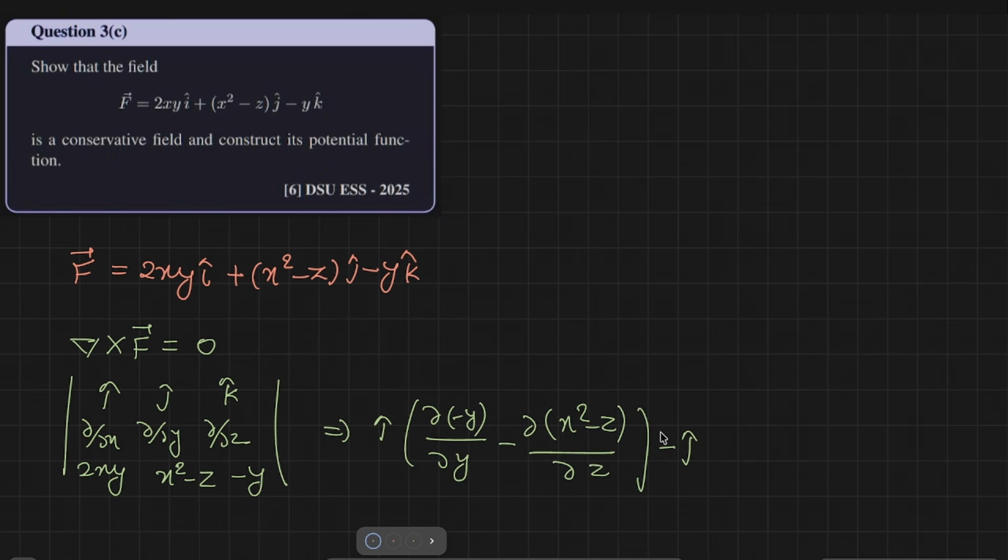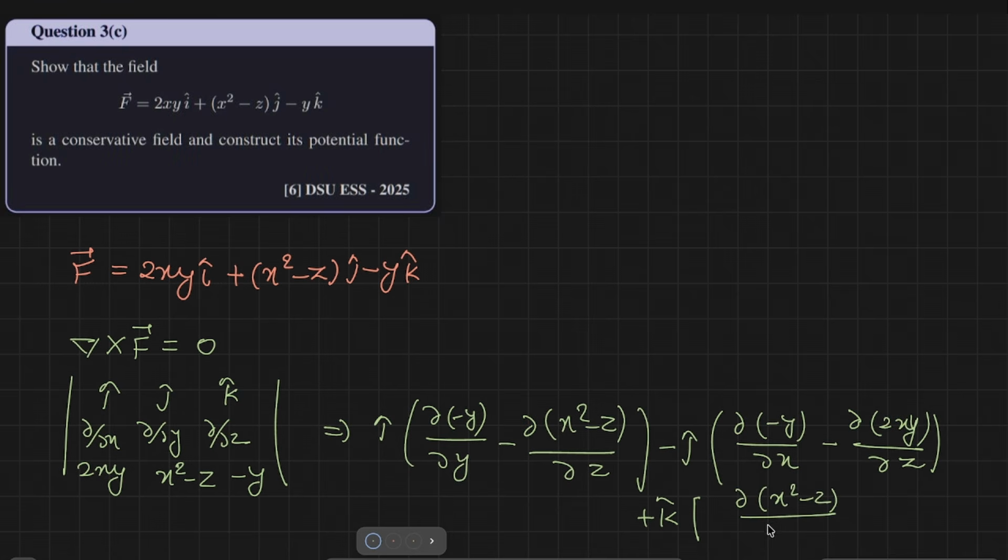Then minus of j, it will be the partial derivative of minus y with respect to x minus the partial derivative of 2xy with respect to z, then plus k cap, it will be the partial derivative of x square minus z with respect to x minus the partial derivative of 2xy with respect to y. When you solve this, it will be minus 1 minus of minus 1, which will be 0. Or when you solve this thing, it is basically the same thing. So in a similar way, this will go to 0.